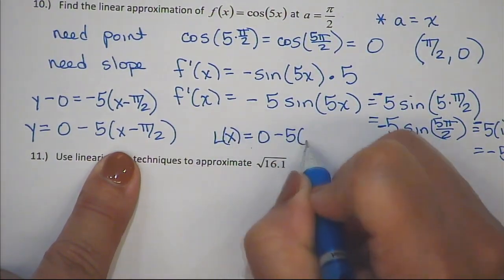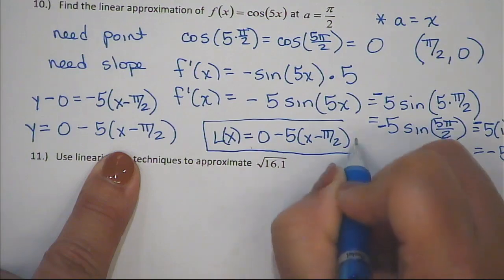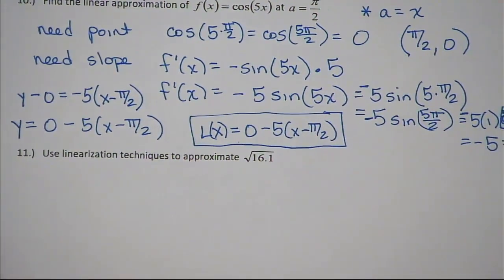And again, the 0 is not important. But that's what linearization looks like. So it is nothing new. It's the equation of a tangent line. But that's how we're going to get our approximations in a minute.